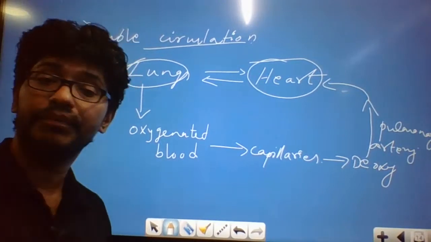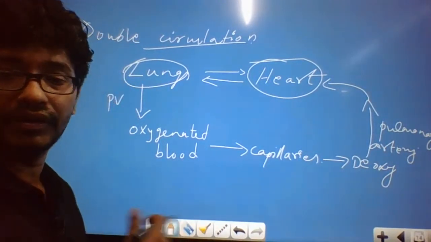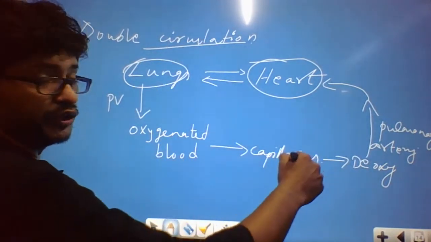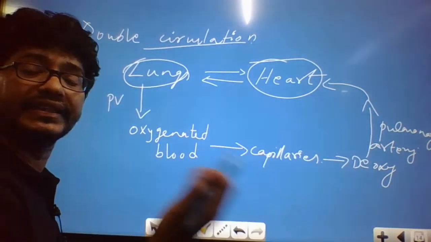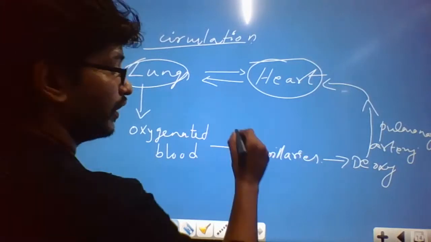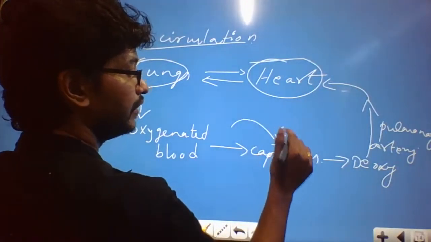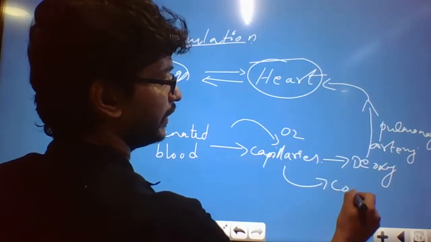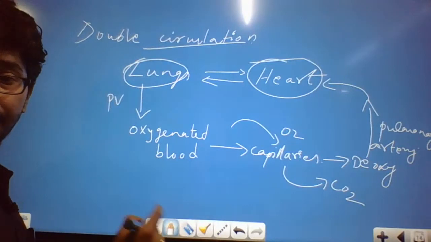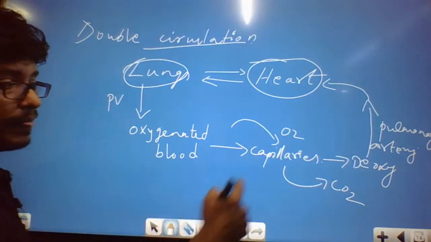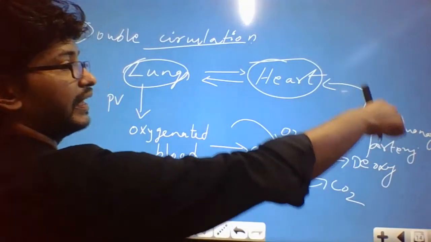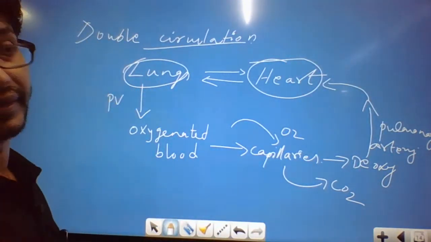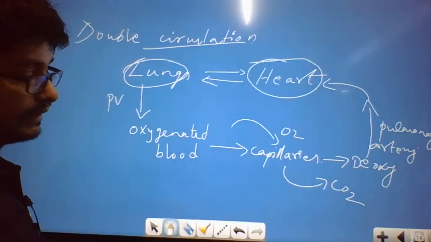How the blood is getting pumped out and distributed: the oxygenated blood goes to the tissues through the capillaries. So what happens in the capillaries? They take up the oxygen and give out the carbon dioxide. Then again it goes out through the pulmonary artery, again to the heart, and from there the double circulation occurs, right? So this is about the double circulation.